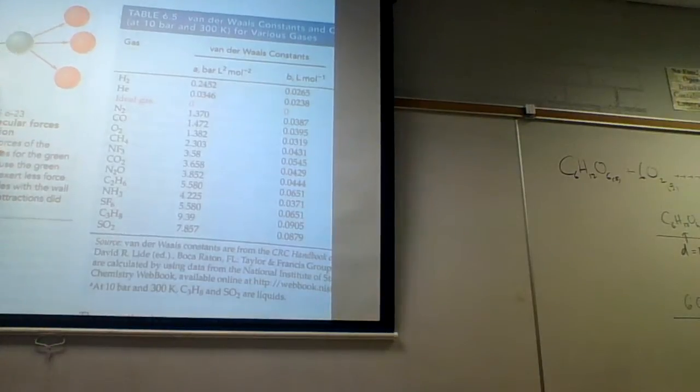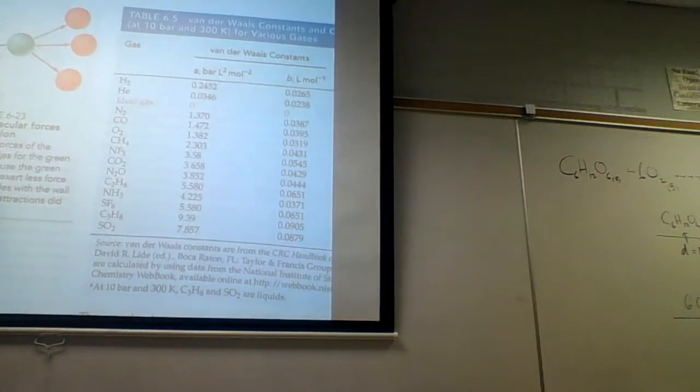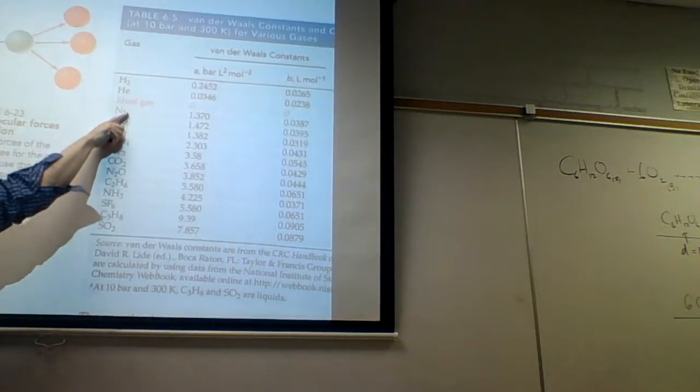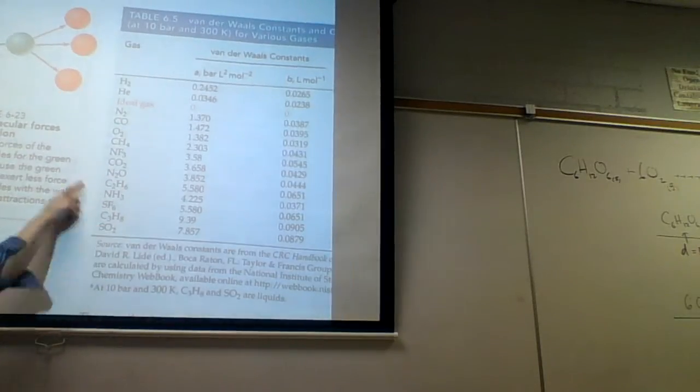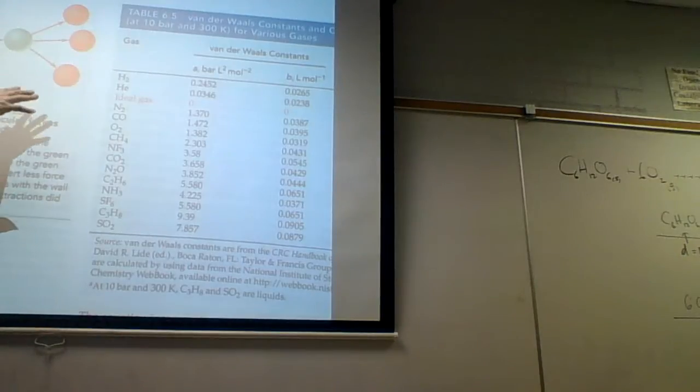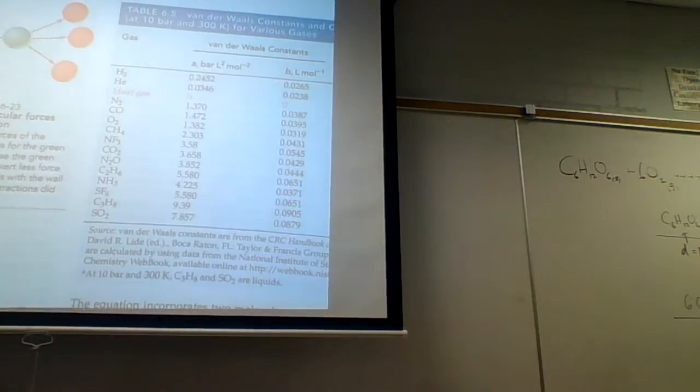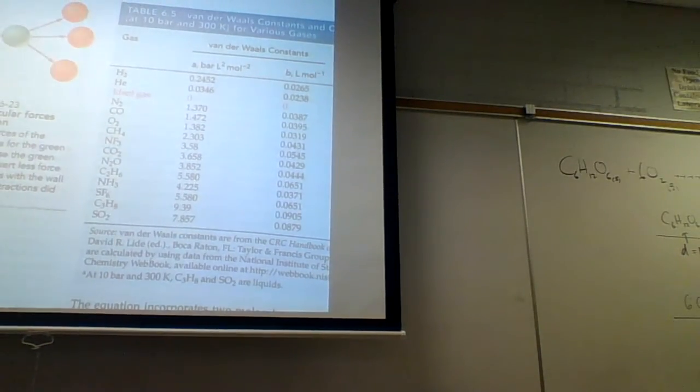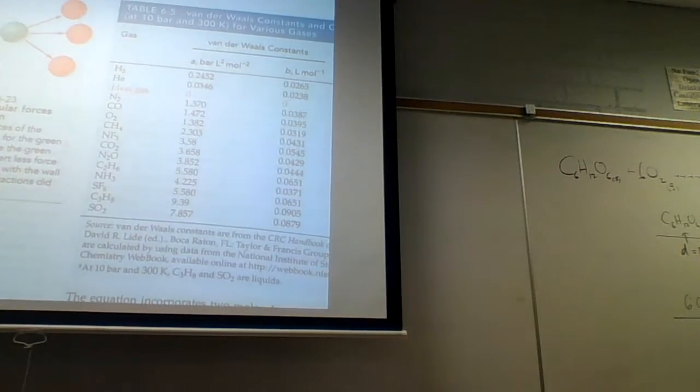If it doesn't strike the wall with as much force, the pressure is lower. In other words, the stronger the intermolecular attractions, the lower the pressure, because of these other interactions preventing full collisions. Does that make sense? And so the bigger the A, the stronger the intermolecular attractions.